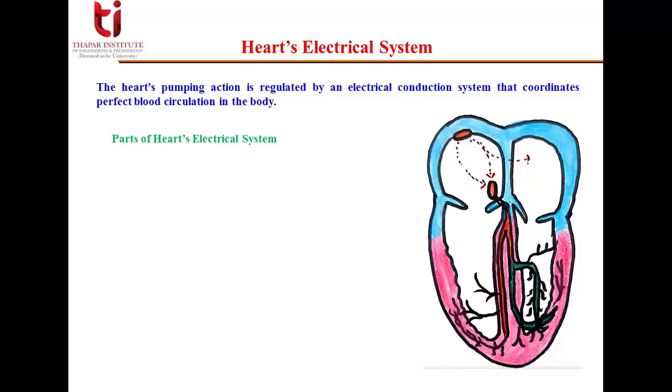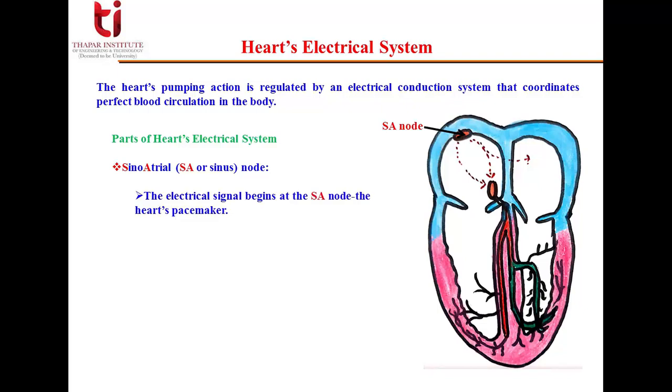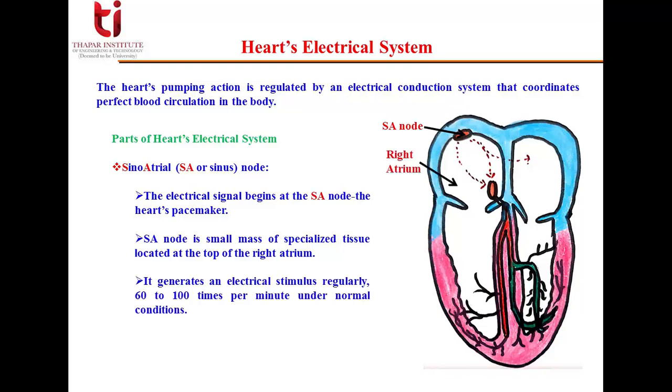Let's discuss the main parts that comprise the heart's electrical system. First is the sinoatrial, that is SA or sinus node. The electrical signal begins at the SA node, also known as the heart's pacemaker. It is a small mass of specialized tissue located at the top of the right atrium. It generates an electric stimulus regularly, around 60 to 100 times per minute under normal conditions. This electrical impulse causes the atria to contract, pushing blood into the ventricles.